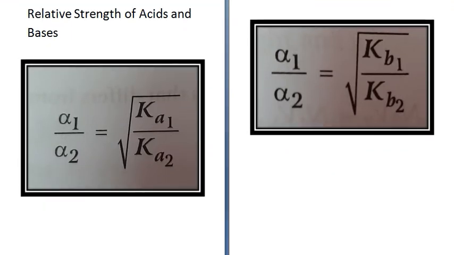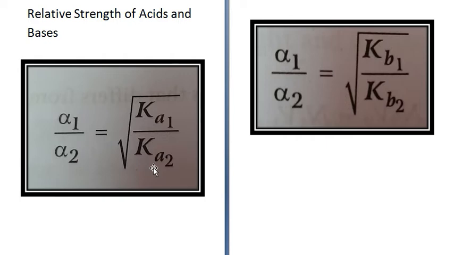Next we come to relative strength of acids and bases. Now relative strength of two weak acids at the same concentration is given by the ratio of the square root of their dissociation constants. Suppose there are two acids 1 and 2, so alpha 1 upon alpha 2 is equal to square root of Ka1 upon square root of Ka2, where alpha 1 and alpha 2 are degrees of dissociation of the two acids and Ka1 and Ka2 are dissociation constants of the two weak acids.